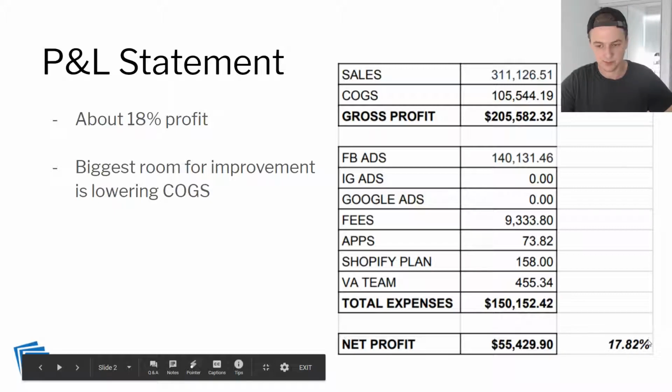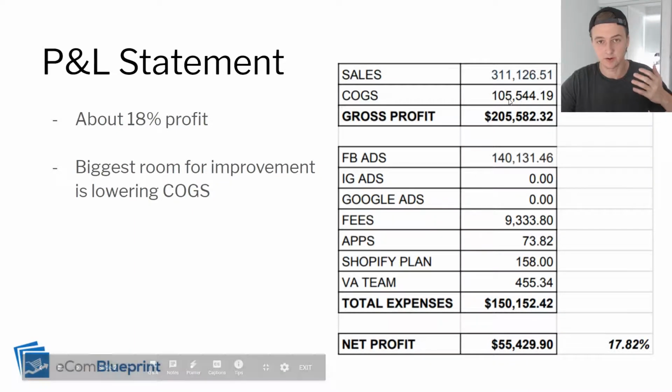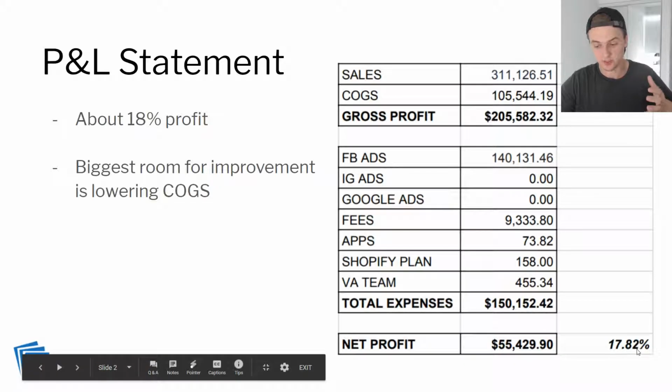So about 18% of this 311,000 was profit. And that's pretty good. Usually I aim for about 20%, so I was a little off this time. I think the main reason for that was that the cost of goods was higher than I anticipated. But 18% is still really good.